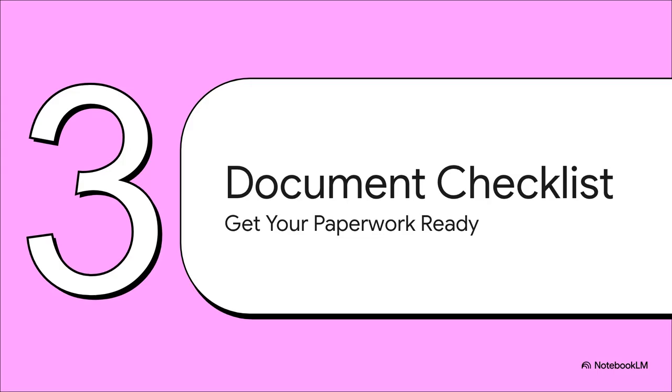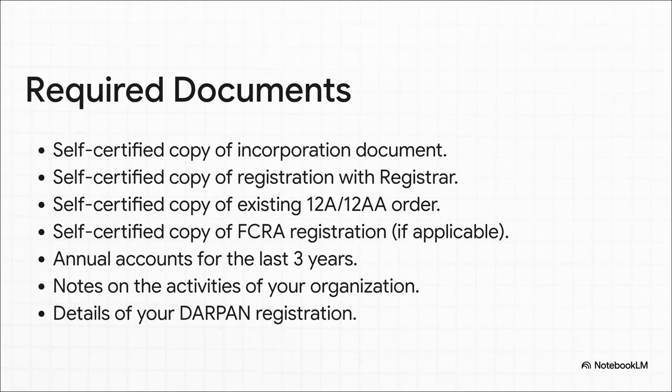All right, let's talk documents. Honestly, getting all your paperwork scanned and ready before you start is going to save you a massive headache. So let's run through exactly what you'll need. You're going to need self-certified copies of your key documents. Your trust deed or society registration. You'll also need your current 12A registration, and if you get foreign funds, your FCRA registration. Then get your annual accounts for the last 3 years ready. And don't forget a simple note about your activities. This is your chance to show the amazing work you do.